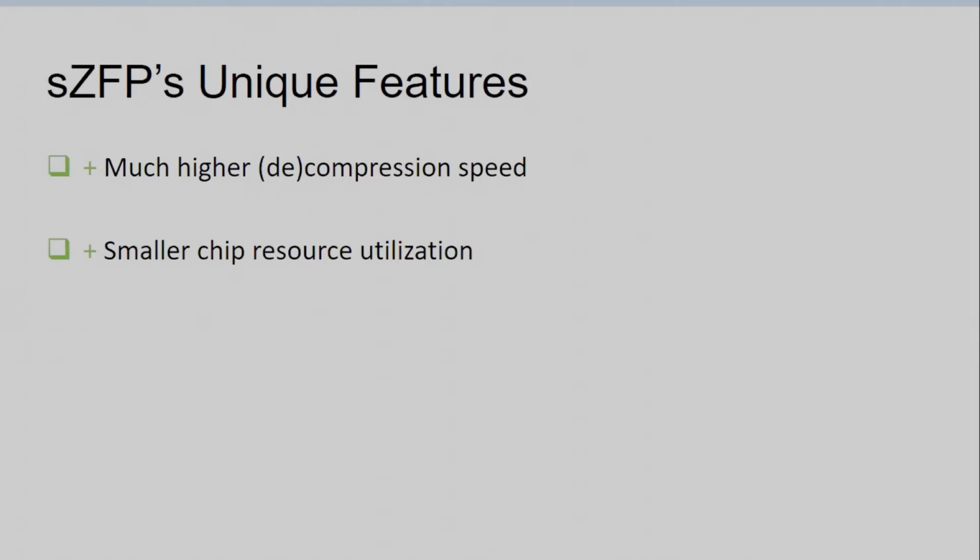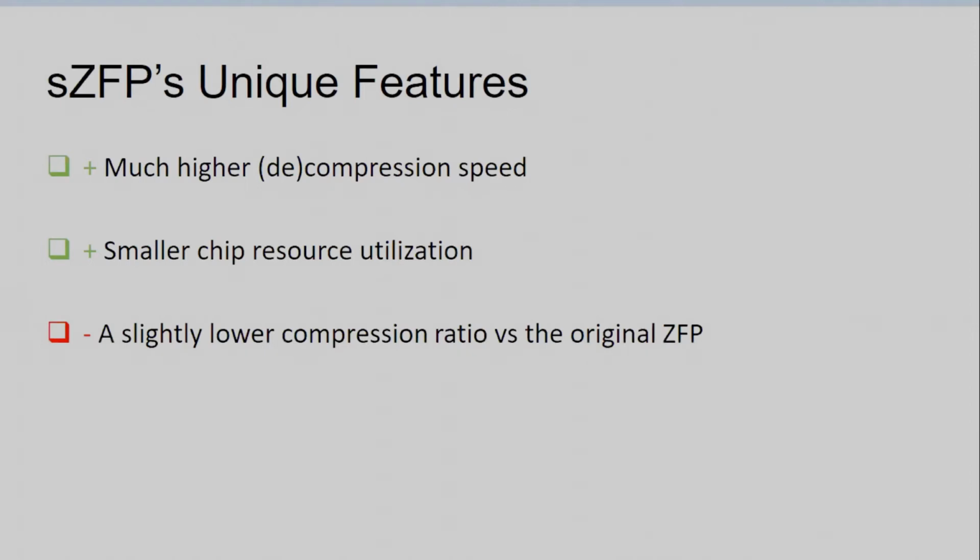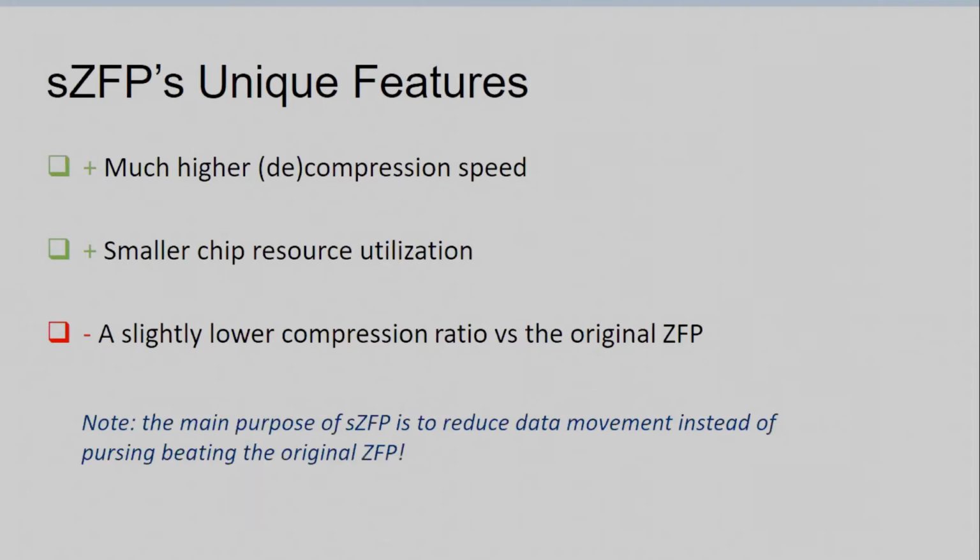SZFP not only has features of the original ZFP, but also has some of its own unique features. It has a much higher compression and decompression speed, and a smaller chip resource utilization because it uses a simpler algorithm, but it has a slightly lower compression ratio than the original ZFP. It should be noted that the main purpose of our SZFP is to reduce data movement instead of pursuing beating the original ZFP.